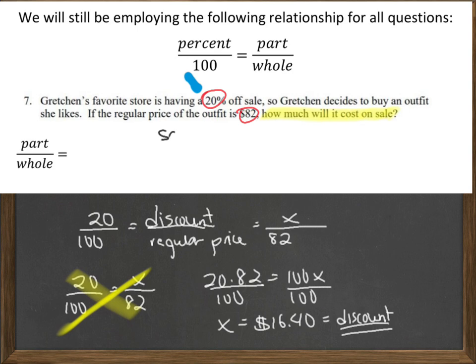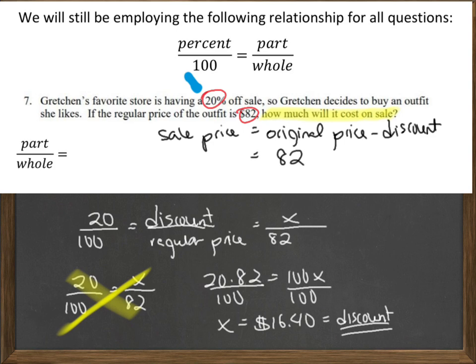So my sale price is equal to my regular price, or original price, however you want to say that, minus my discount. My original price was $82. The amount of money that I'm saving, or the amount of money that I'm not paying, is $16.40. So I have to subtract those to find out the sale price. And when I do that, I get $65.60. So that is the sale price.